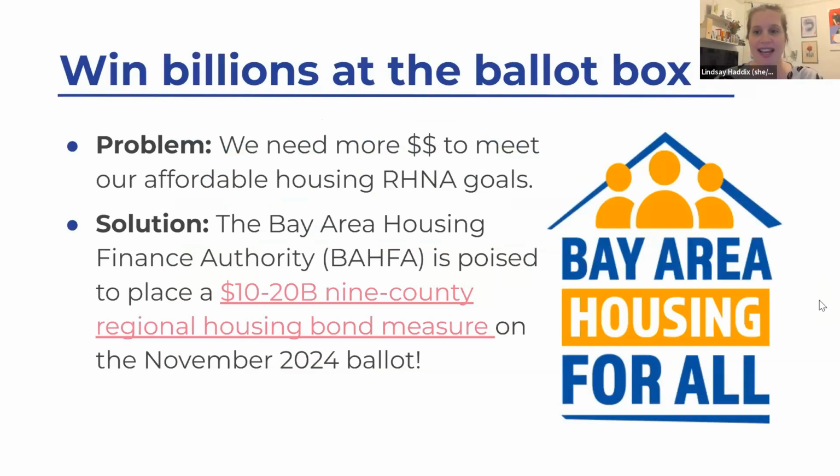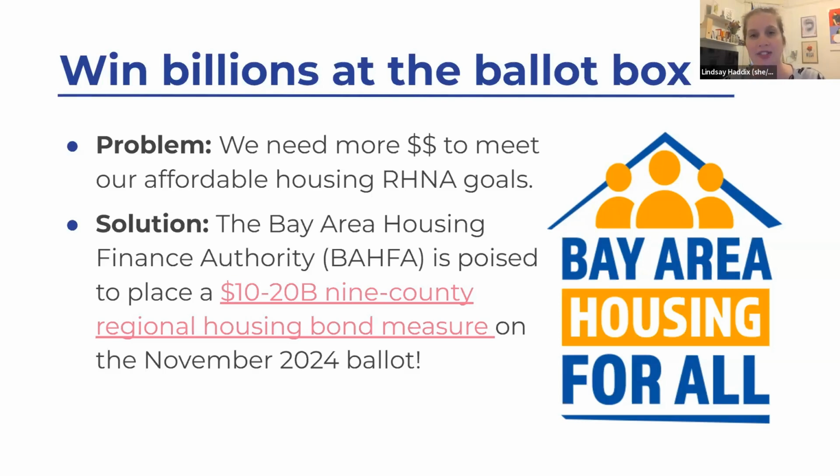East Bay Housing Organizations has the privilege of being the lead campaign organization in Alameda and Contra Costa County for this multi-billion-dollar regional bond that's going to show up in all 9 counties on the November 2024 ballot. The coalition is called Bay Area Housing for All. If you have not already signed up to endorse this bond, I encourage you to do that. We'll take a minute to do that together at the end of this presentation if you have not already.